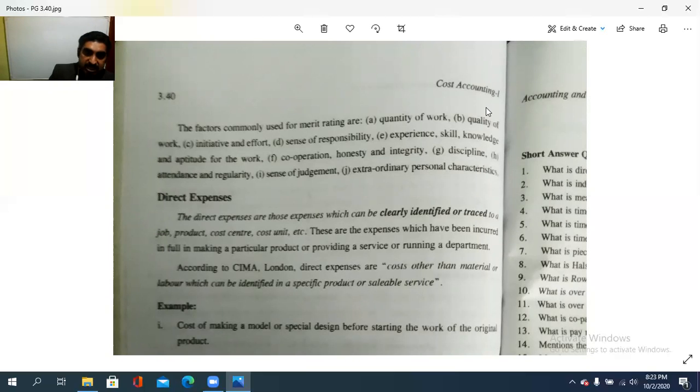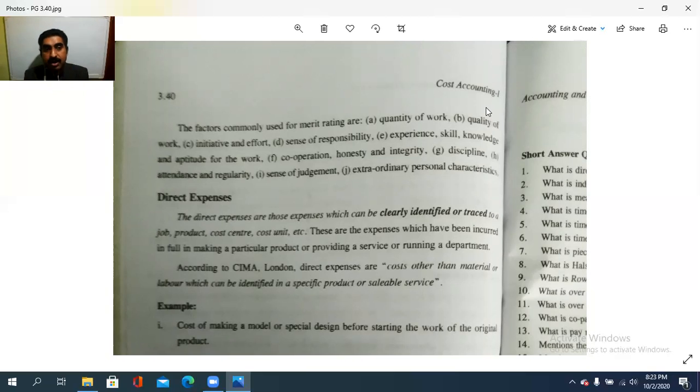So direct expenses are those expenses which can be clearly identified or traced to a job, product, cost center or cost unit, etc. These are the expenses which have been incurred in full in making a particular product or rendering a service or running a particular department. So according to CIMA London, direct expenses are the cost other than the material and labor which can be identified in a specific product or a saleable service.